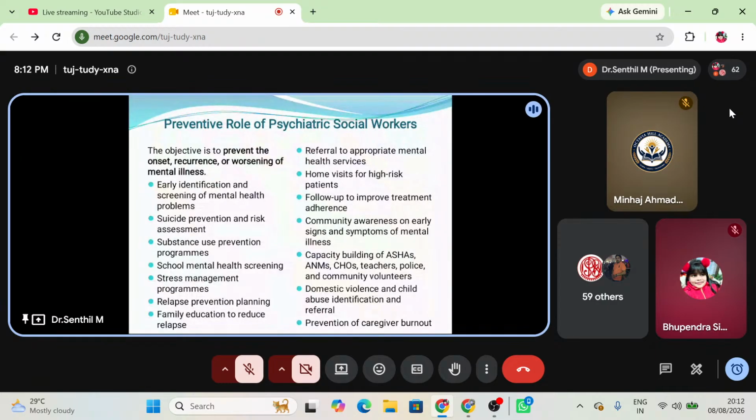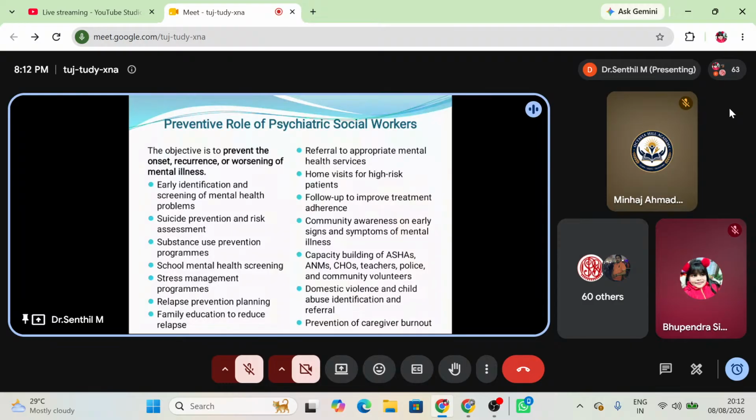In prevention, we also work with ASHA workers, ANMs, CHOs, teachers, police, and community volunteers. It may not be possible for us to go to the community every time to identify or prevent mental illness. So if you work with these ASHA workers and teach them how to identify a person with mental illness, the early signs and symptoms, they can identify the people and help you reach the patients. They can act as a referral agent. So training the ASHA workers, ANMs, and CHOs is very important.